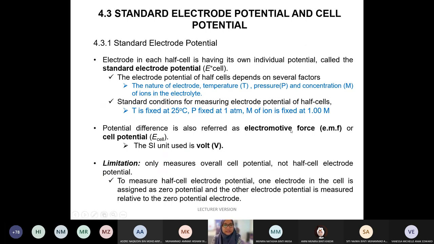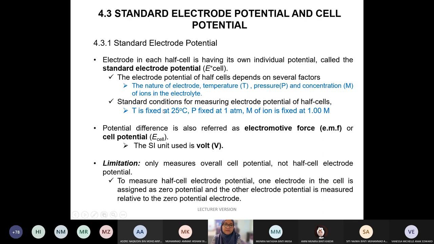Moving on to standard electrode potential. The electrode in each half cell has its own individual potential, called the standard electrode potential. The electrode potential of a half cell depends on several factors: the nature of the electrode, the temperature, the pressure, and the concentration of ions in the electrolyte. All of these may have an effect on the electrode potential.